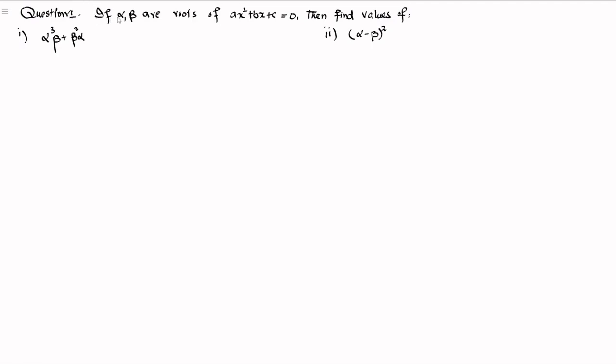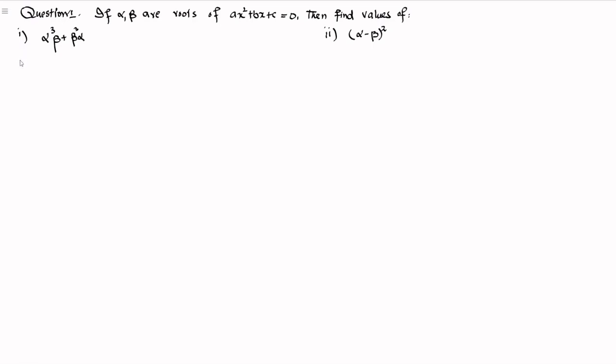In which alpha and beta are roots of the quadratic equation ax square plus bx plus c is equal to 0, which is the standard form of a quadratic equation, and we are required to find the values of alpha cube beta plus beta cube alpha and the value of alpha minus beta whole square. So let's consider part first.